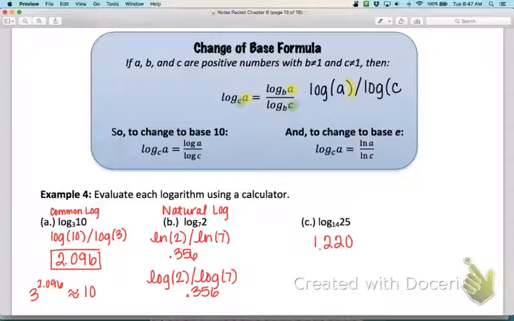So that is the change of base formula. Now you know how to evaluate any logarithm in your calculator. And we're going to put all these pieces together next to start working on solving equations.